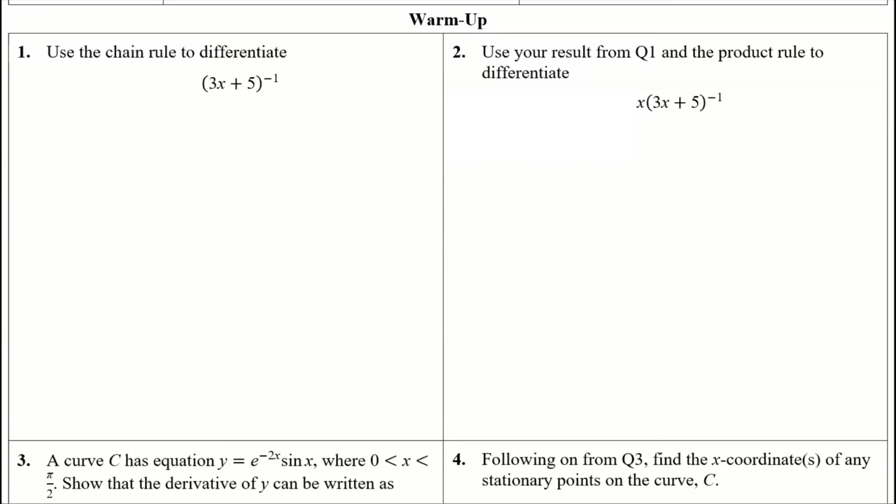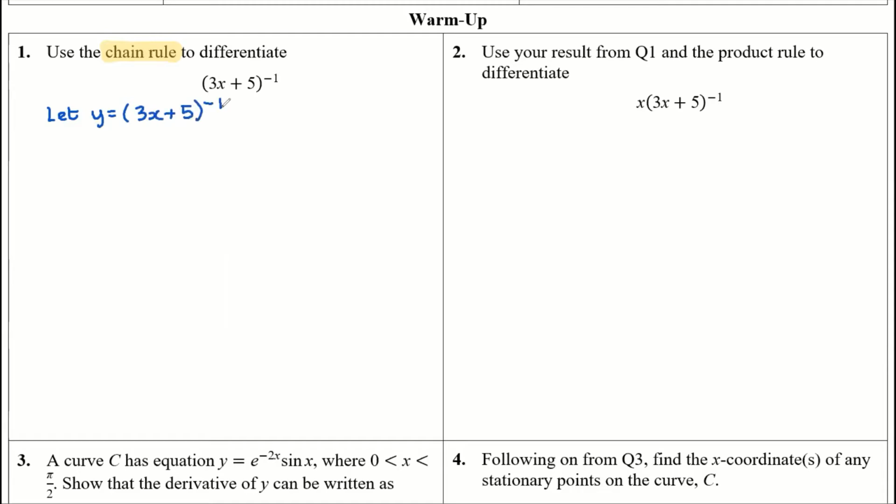So question 1, we're told explicitly to use the chain rule for this. So how are we going to apply the chain rule to an expression like that? First thing to do, let's define this as an equation equal to y. Obviously, this is an expression in terms of x. So the first thing I'm going to do is say let y equal (3x plus 5) to the power -1.